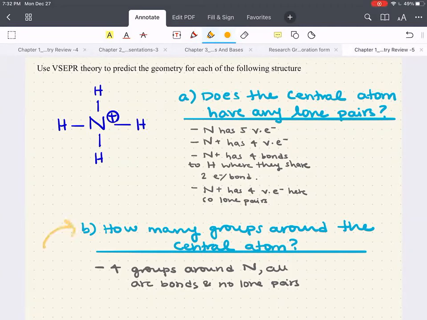How many groups around the central atom? Or in other words, how many electron dense areas are there around this atom? Well, here's 1, 2, 3, 4.